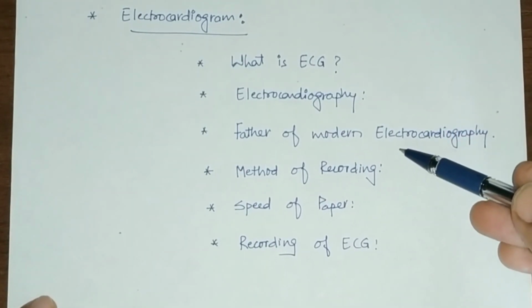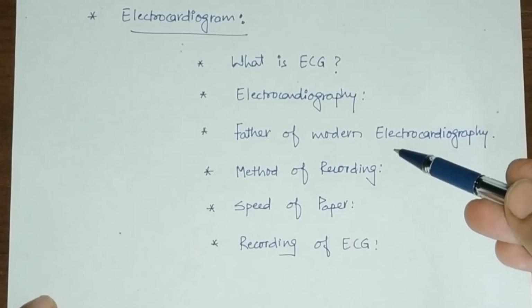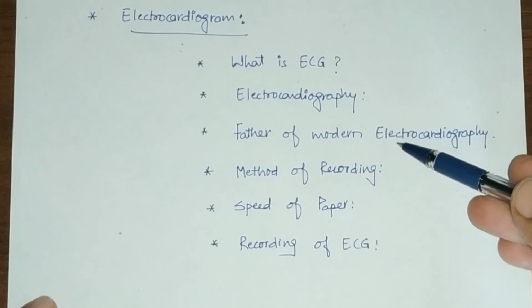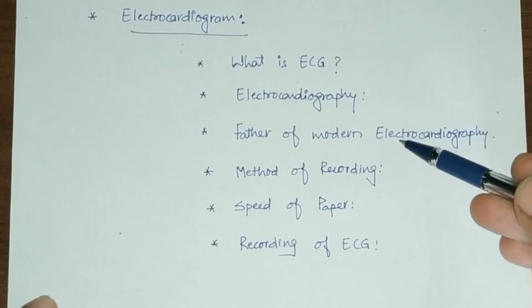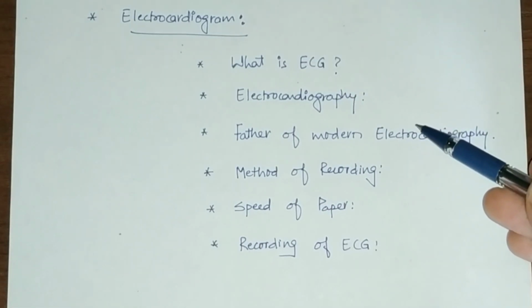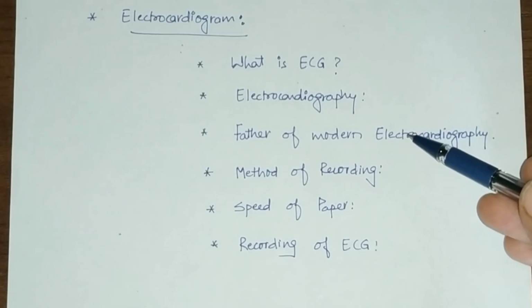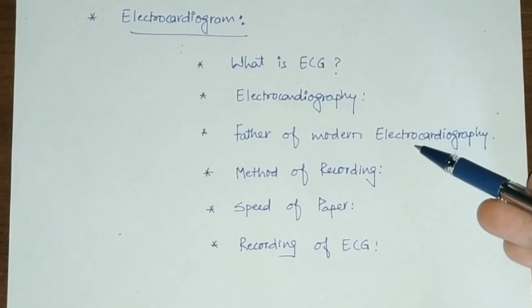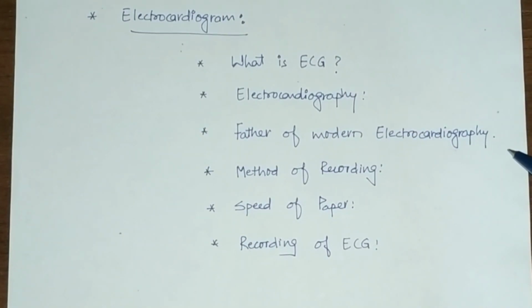Technique of electrocardiography. It was developed by William Einthoven. He was a Dutch physiologist and he is known as father of modern electrocardiography. He was awarded the Nobel Prize in 1924 for his contribution.